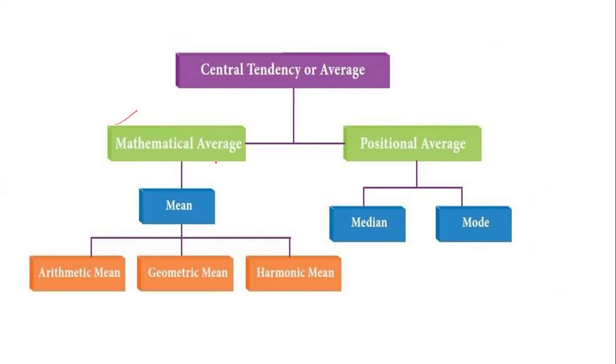The first one is a mathematical average, and the second one is a positional average. Mathematical average means where you calculate your mean. Positional means the data set shows the position, that is the median. Median means the middle value in the whole data set.